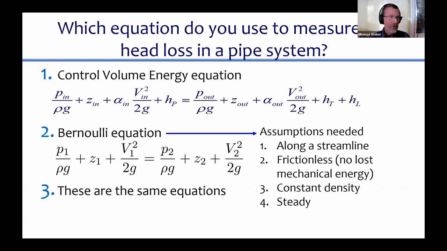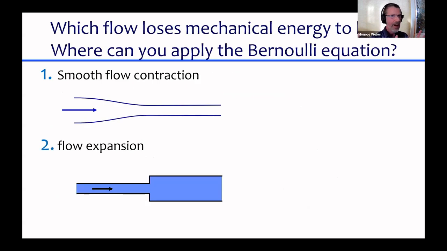And so the Bernoulli equation says, well, in order to use me, you can't have any friction. So Bernoulli equations don't work in long pipelines. There are places where we can use them inside a pipeline, and I'll try to make that clear before we're done with this. And here we go.